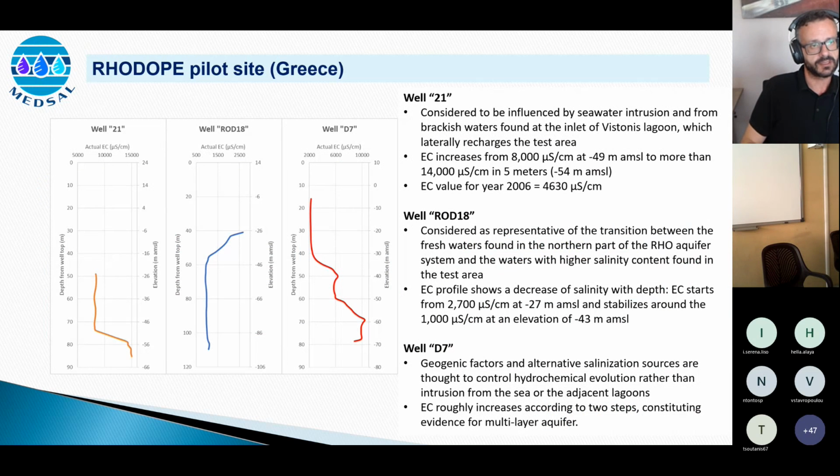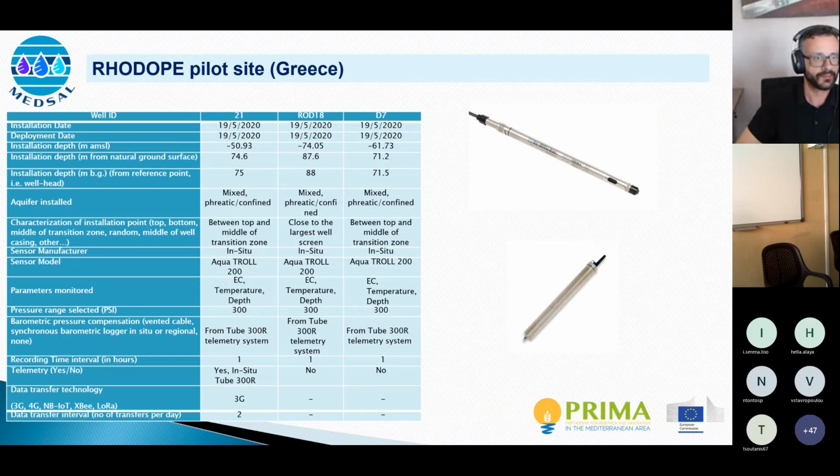We also performed this easy depth profiling that I was mentioning many times in my previous slides. So we have three different cases of groundwater salinization. We don't have the time to get into much detail. We used three CTD probes. Only one of them was telemetric. We have already gathered two years of data that we demonstrated to you in our first presentation.